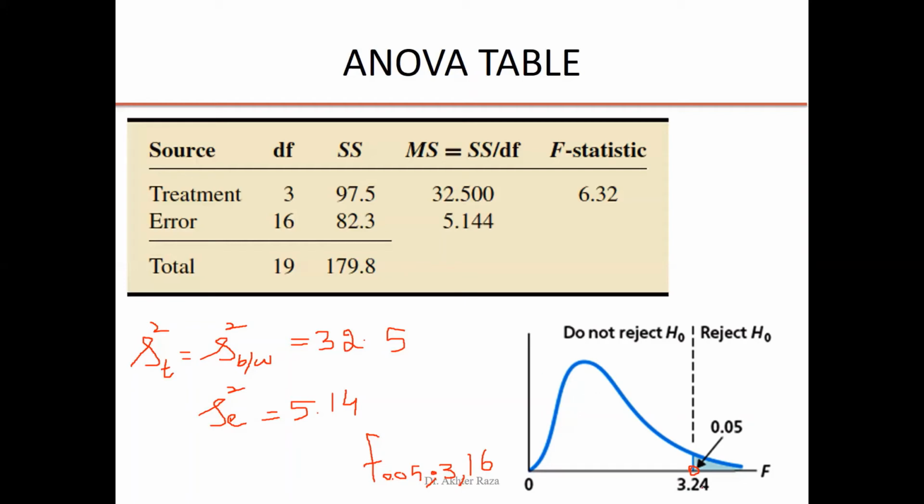This critical F value is 3.24. My F statistic, which is the observed F statistic, is referred to as F observed. F observed is larger than 3.24. So clearly we can say that data provides sufficient evidence in favor of H1. The null hypothesis is not true. The average consumption in all the 4 regions is not the same. They are significantly not the same.